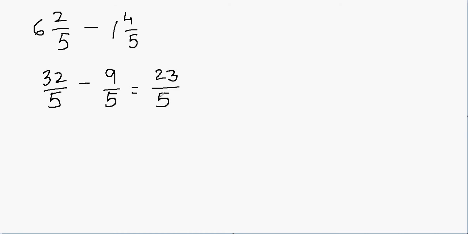Now what do you notice here? That 23 and 5. Well, 5 is a prime number, and 23 looks like a prime number too. So you can't reduce this fraction anymore. This is already in the simplest form.